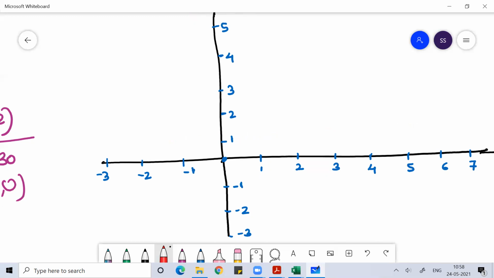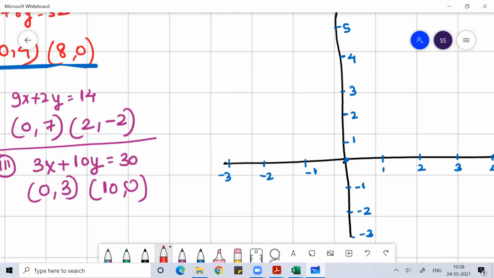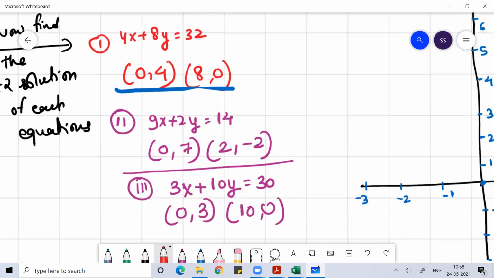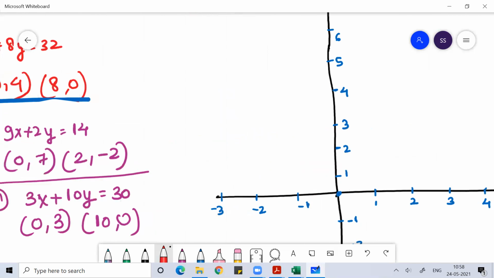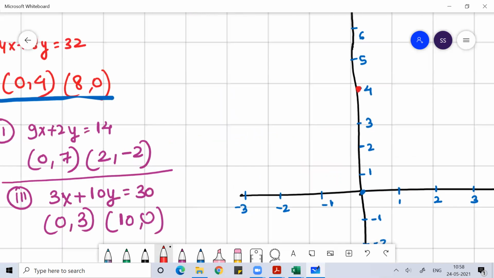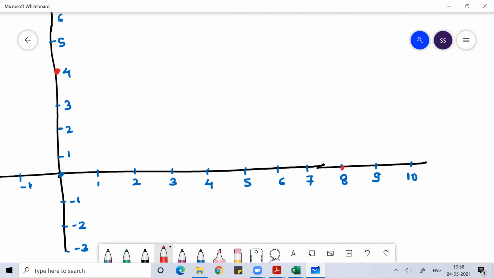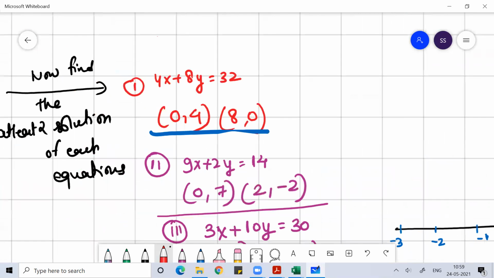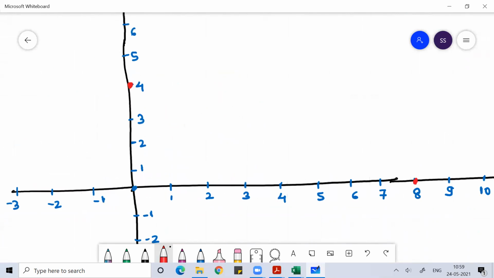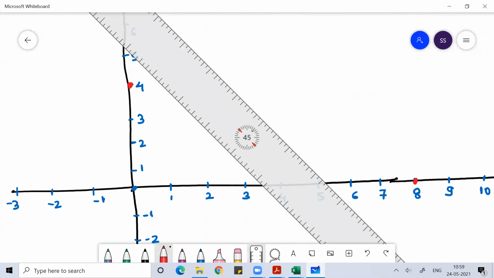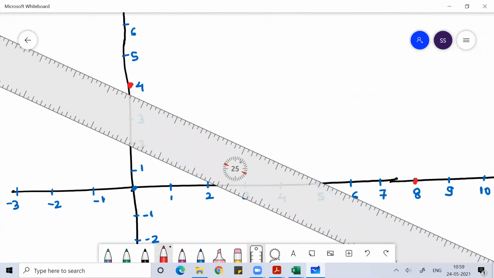So now once we get these coordinates, we'll use them to draw the curve. For the first graph, your coordinates are 0, 4 and 8, 0. So this is the first line, first graph coordinates 0, 4, 8, 0. I hope you understand. Anyone, any doubt? Once you've done that, now draw the line on this.